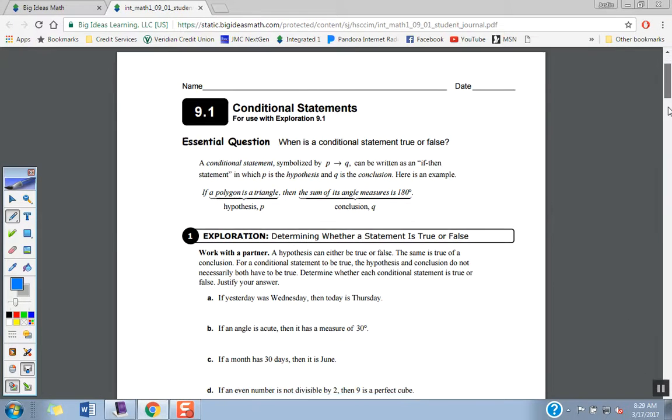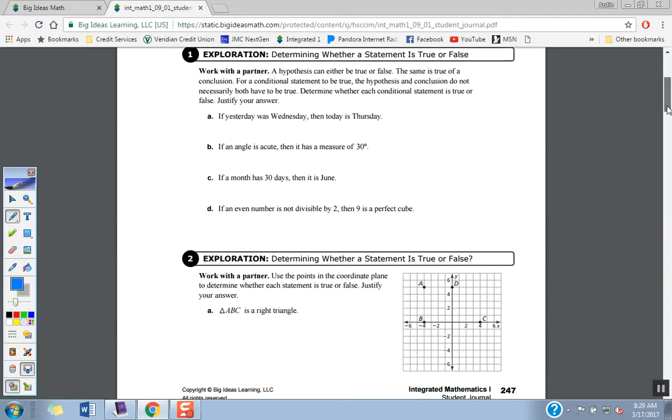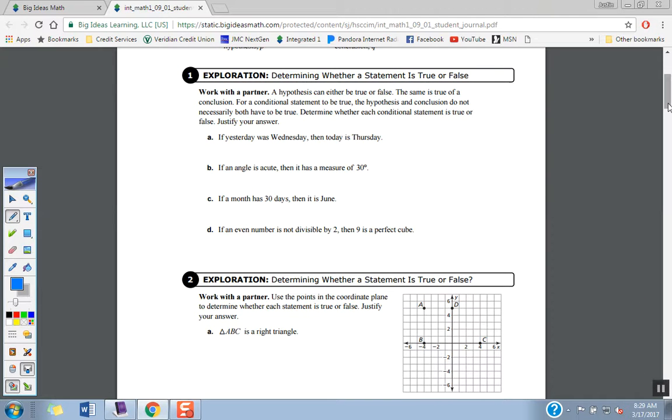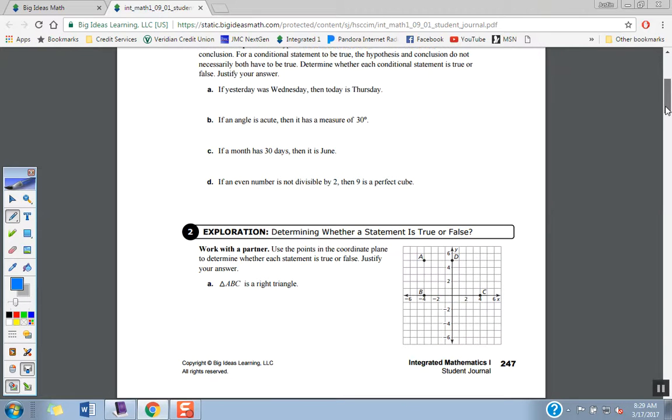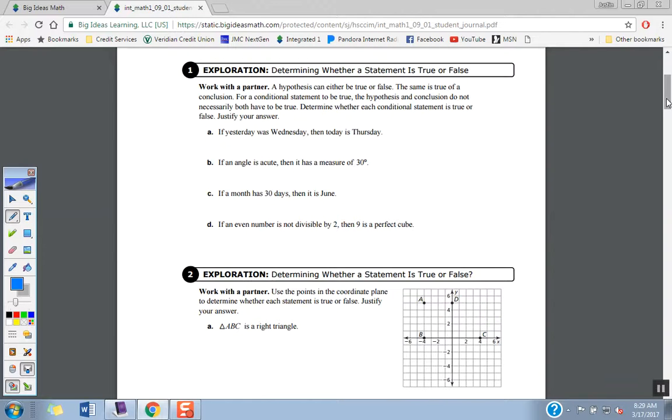All right. Look at exploration 1 and exploration 2. Okay. Exploration 1, determining whether a statement is true or false. What I want you guys to do is read through these statements right here with a partner, and we'll come back and talk about these in a second.